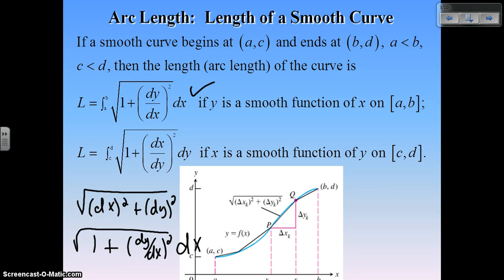Now, instead of going from a to b on the x, we can go from c to d on the y. And we do that, but notice it's dy, so on this one, everything's in terms of y, and on this one, everything's in terms of x. Most times this top one is better, on some occasions the bottom one is better, and I'll tell you about those as we go.